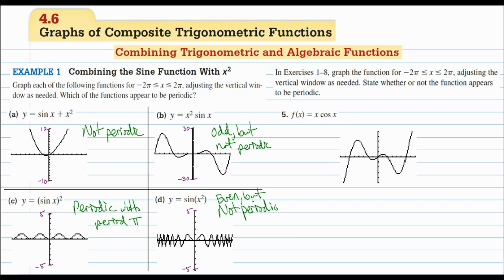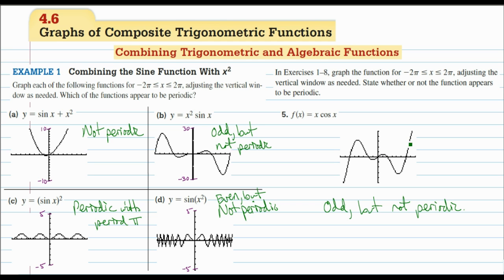The now try problem was problem number 5, x times cosine of x. So I've graphed that here, and we have a very similar problem to example 1b. There is an odd function here, but it is not periodic. So this is odd, but not periodic.